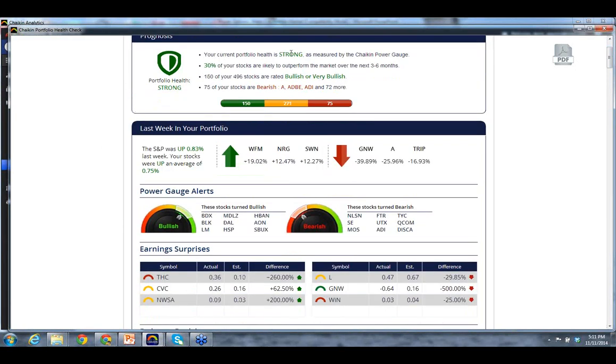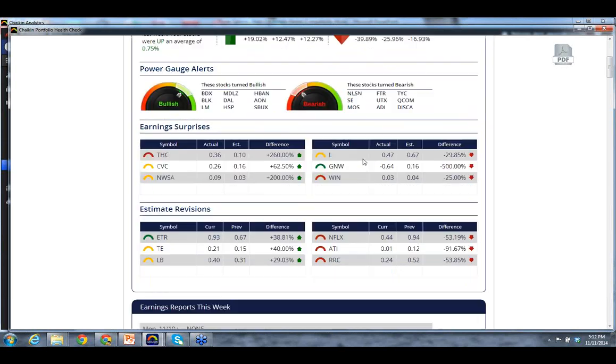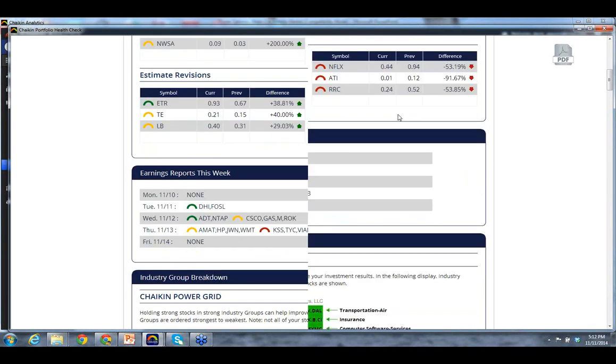So it's going to tell me the current portfolio health is strong, 30% of my stocks are likely to outperform the market, 75 or 150, I should say, are bullish, 75 are bearish. Last week, gainers and losers. Power gauges have flipped the previous week. But what we're coming to is right here.